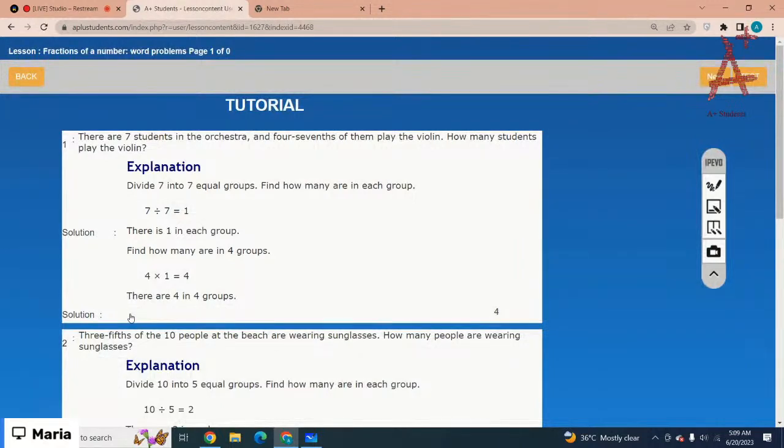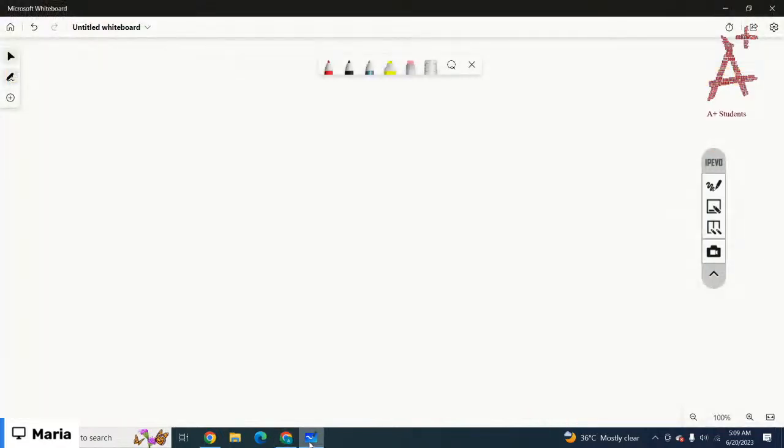There are 7 students in the orchestra and 4/7 of them play the violin. How many students play the violin? So the total students are 7, and 4/7 play the violin. Got it? That means 4 out of 7 play the violin. You have to calculate 4/7 of 7. That means you have to do 7 times 4 over 7. Got it? 7 doesn't have any denominator, that means its denominator is 1.